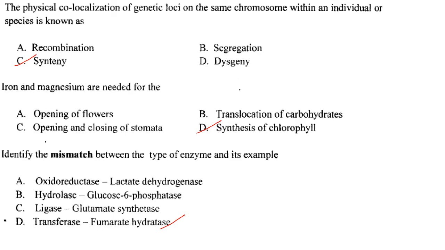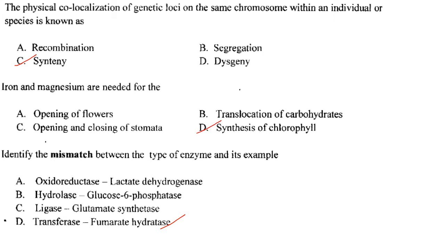Then next one. The physical co-localization of genetic loci on the same chromosome within an individual or species is known as synteny. Answer is option C. Then iron and magnesium are needed for synthesis of chlorophyll.